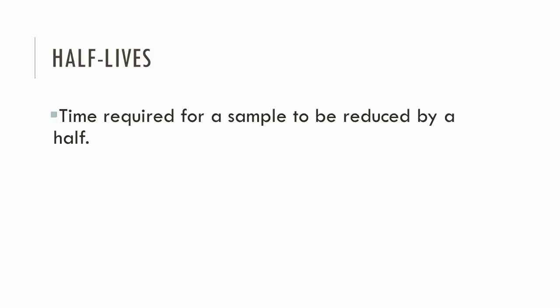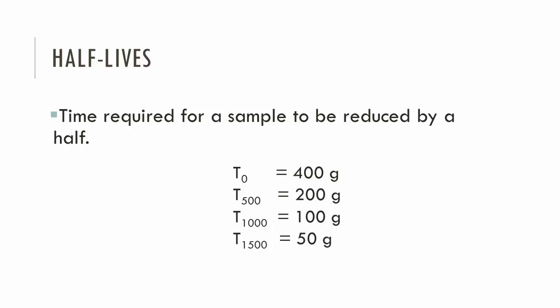Half-lives. By definition, a half-life represents the time it takes for a certain quantity of a sample to be reduced by half. For example, if a sample of 400 grams of a fictitious element has a half-life of 500 years, after 500 years, only 200 grams would remain. After 1,000 years, there would be 100 grams of the sample left. After 1,500 years, 50 grams, and this would continue until the sample ran out.